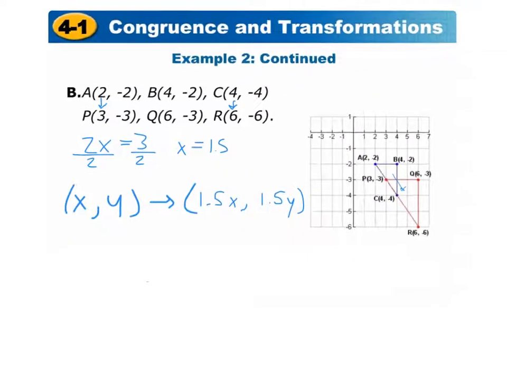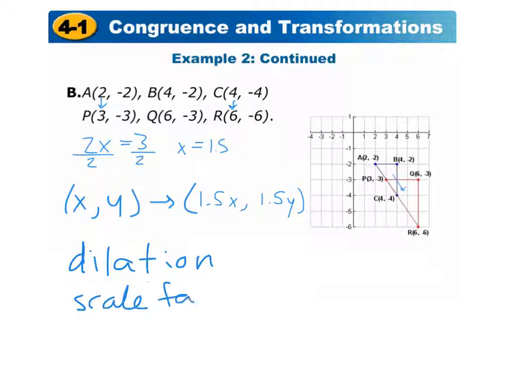So what type of transformation is this? Dilation. And what's our scale factor? 1.5. And are these two shapes congruent? No. Is that right? Mm-hmm.